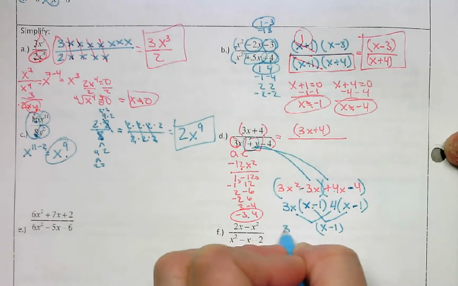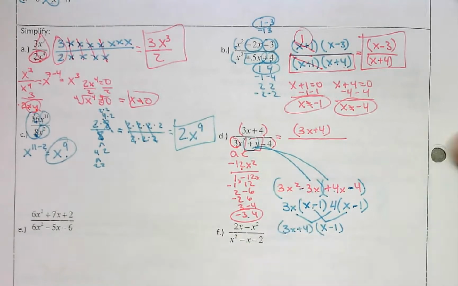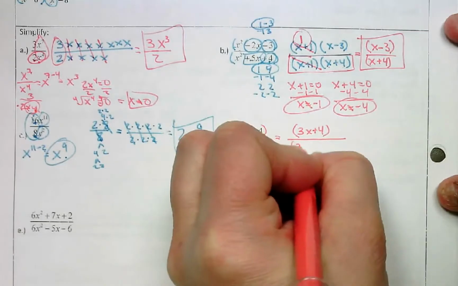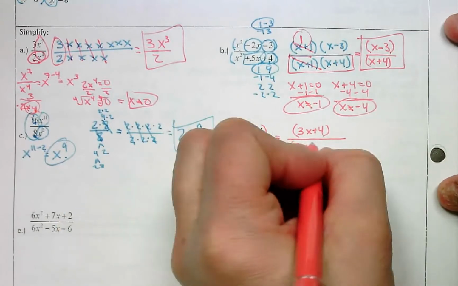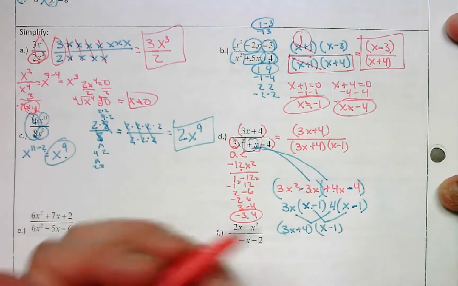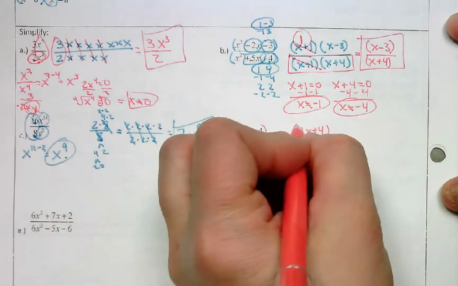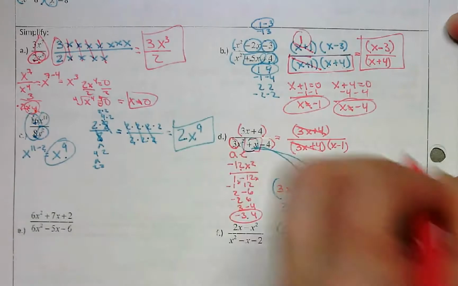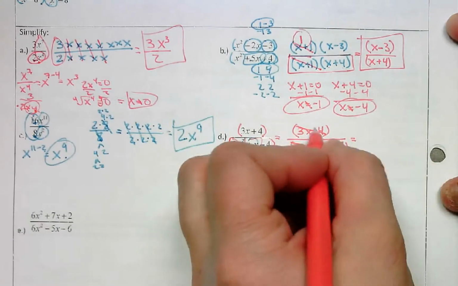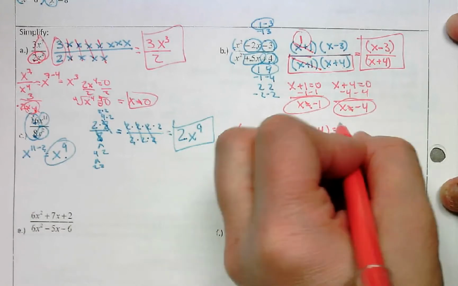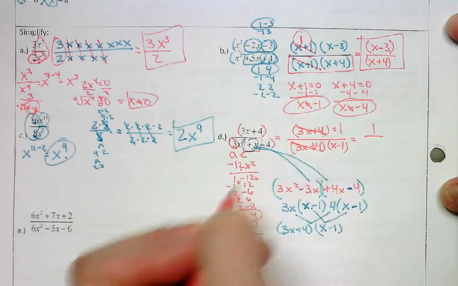So we have 3x plus 4 times x minus 1. So that's going to go on the denominator here. So 3x plus 4 and x minus 1. Now let's cancel things that are exactly the same. This number, 3x plus 4, is the same as this number, 3x plus 4. Now this is where I said, remember, when we're canceling, this divided by this is really 1. So we have a 1 on top, and we have that x minus 1 in the denominator.